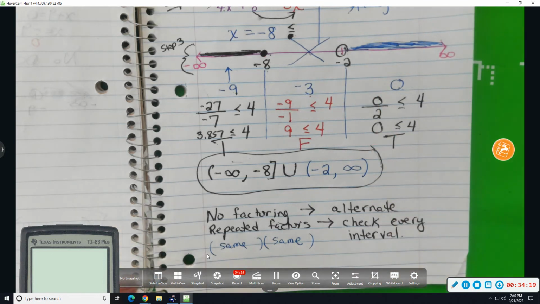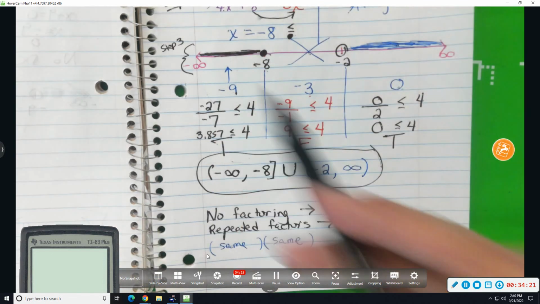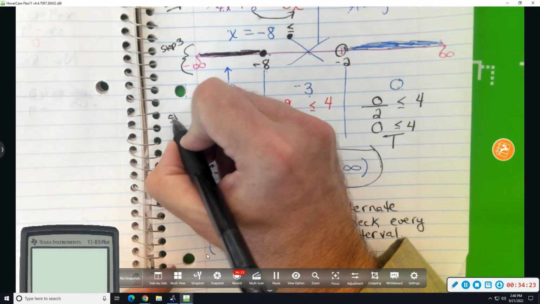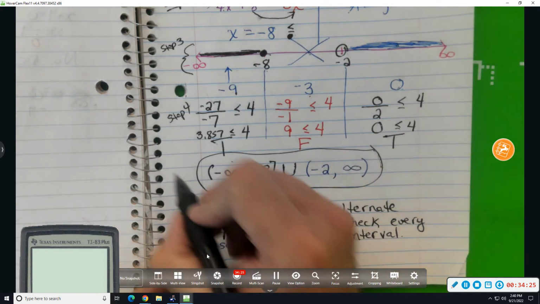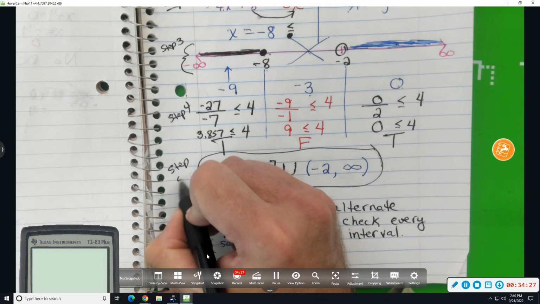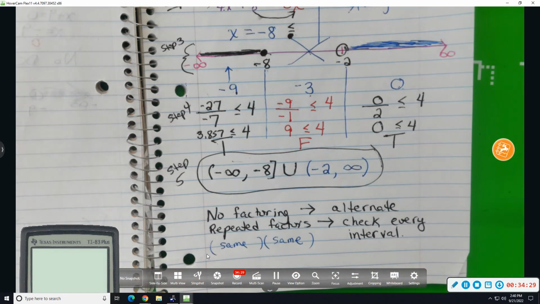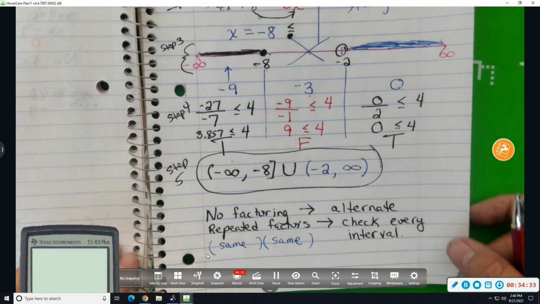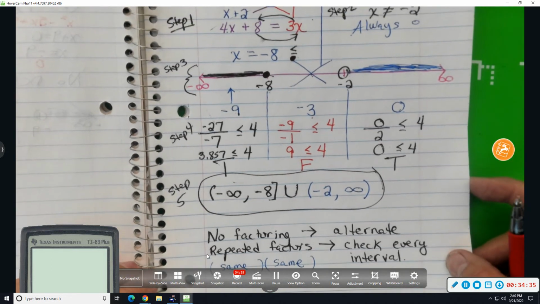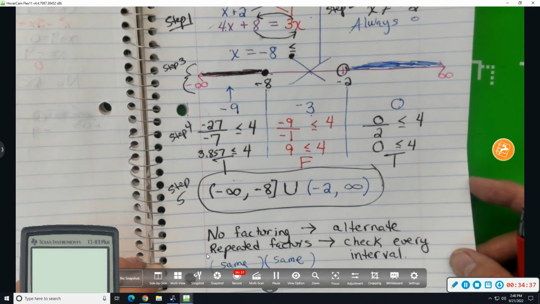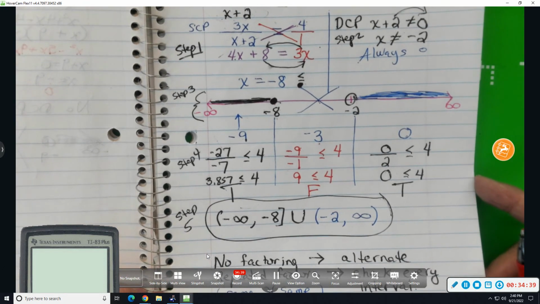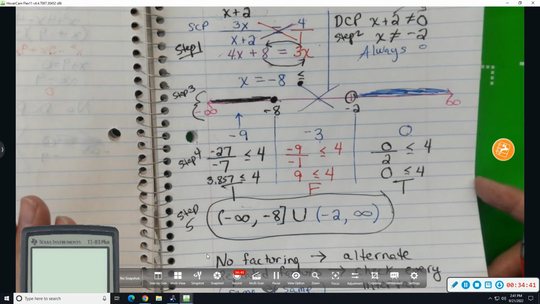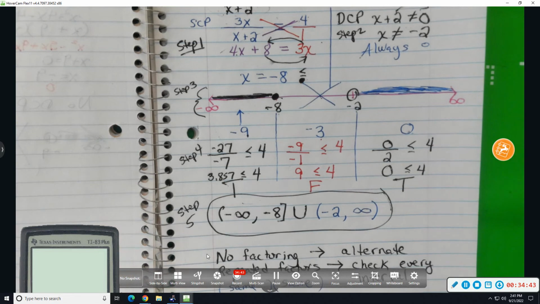Oh, by the way, I started writing out step 1, step 2, step 3. Right here is step 4. Writing the interval notation, that's step 5. Okay? I thought this was a good first one because it shows all of the steps. Let me come back over here.